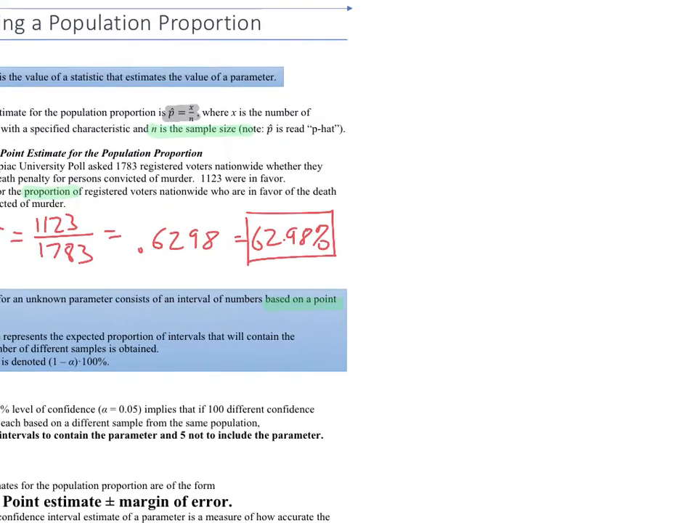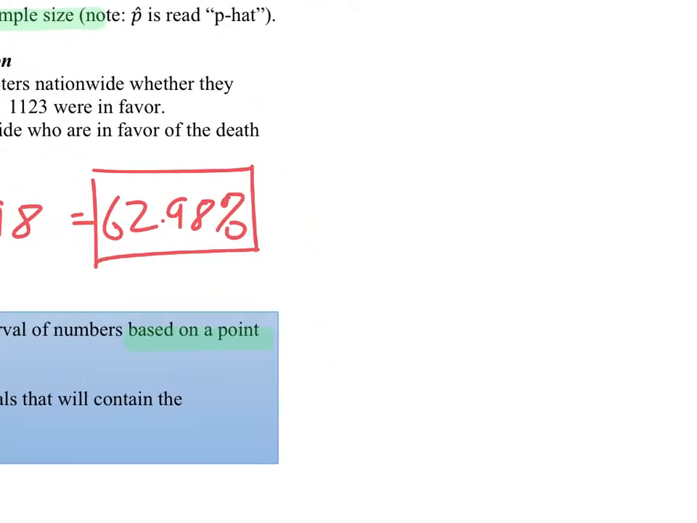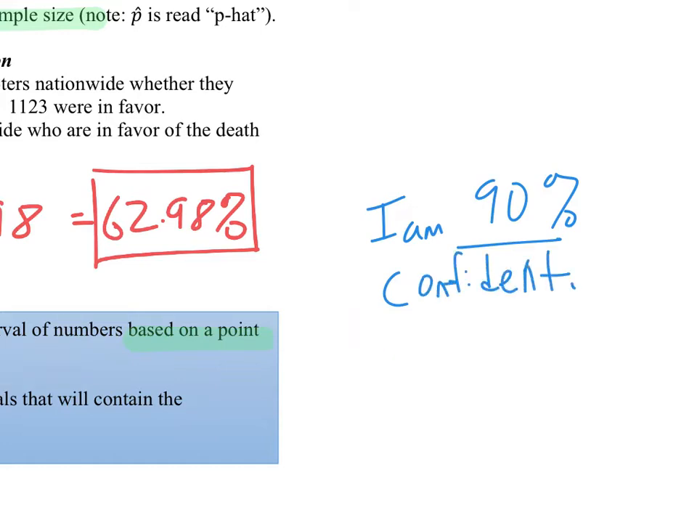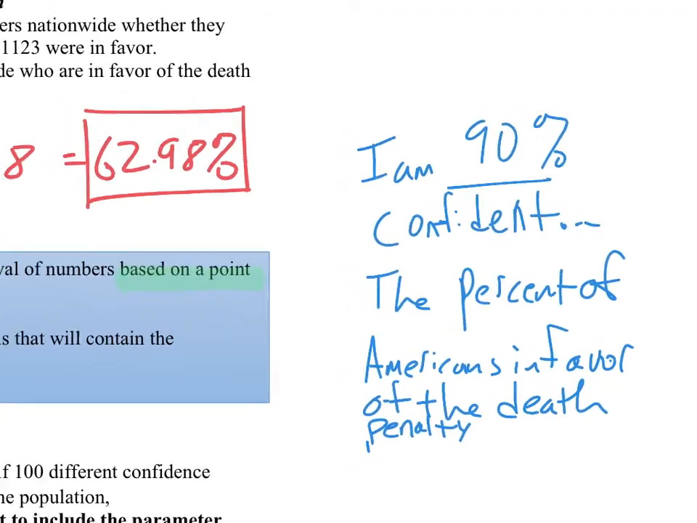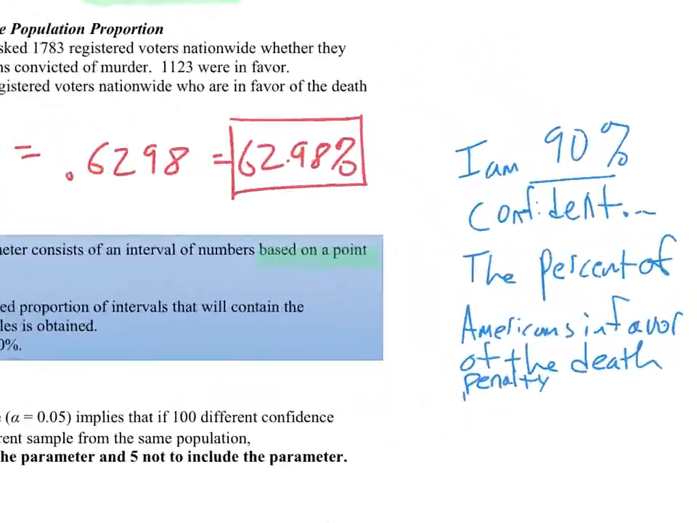All right, so just to get some framework here, the idea is this. You can imagine making a newspaper article. We want to say I am, and we're going to have a percent, maybe 90% confident that the value, the percentage, let's say, of Americans in favor of the death penalty for persons convicted of murder.